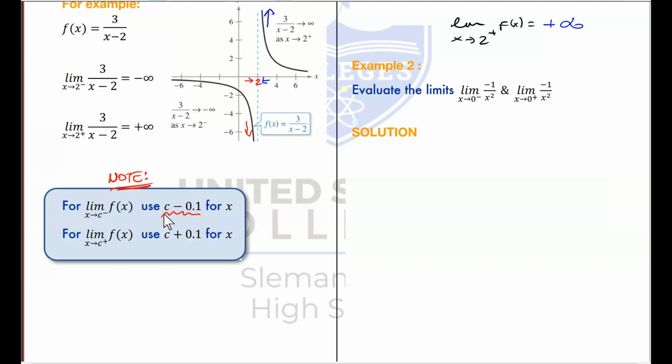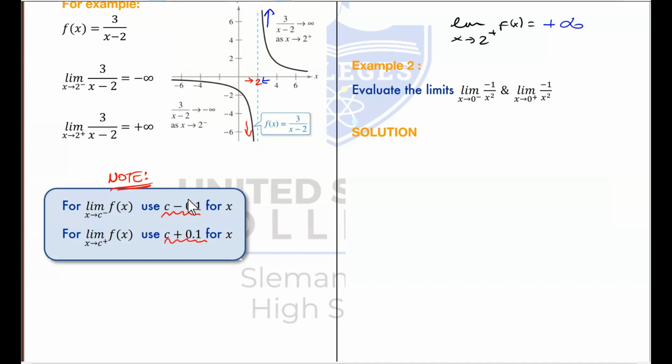You can always use a number 0.1 less than c and substitute it back in the function for x and identify the sign. Similarly, if the right-sided limit is asked, you will pick a number bigger than c but very close to c. You can use a number 0.1 bigger than c and substitute it back in the function for x and determine the sign of the result. So according to the sign, you will say whether it's negative or positive infinity.